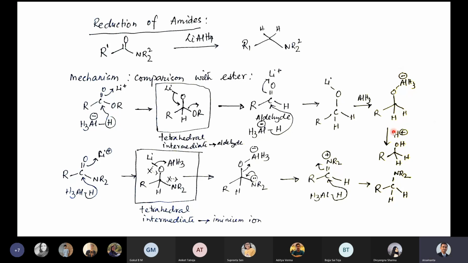Now let's see how the reduction happens with the amide. The first step is the same again. The hydride will react with this carbonyl carbon, and this O minus will pick up this Li plus to form this. This is the tetrahedral intermediate or the iminium ion. Now this OLi bond will react with this AlH3 minus to form this Al minus and H3 plus.